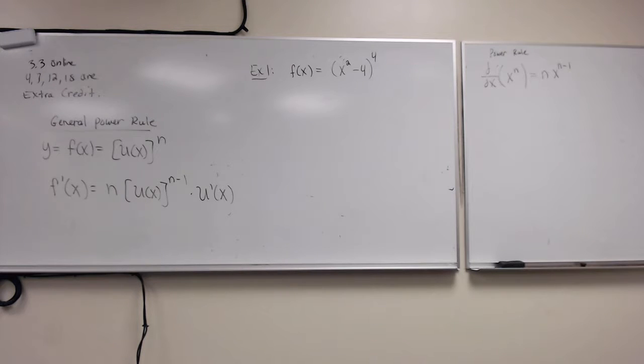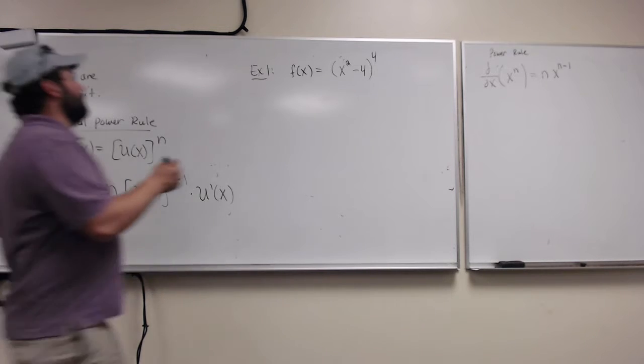Now, before this section, what would I have to do to find the derivative? Well, you could write it as x squared minus 4 times x squared minus 4 times x squared minus 4 times x squared minus 4. And then you could do repeated iterations of the product rule, which would suck. Or you could just multiply and expand that expression out, which would also suck because it's a 4th power. Okay? Excuse my language. It just wouldn't be very fun to have to multiply that thing out.